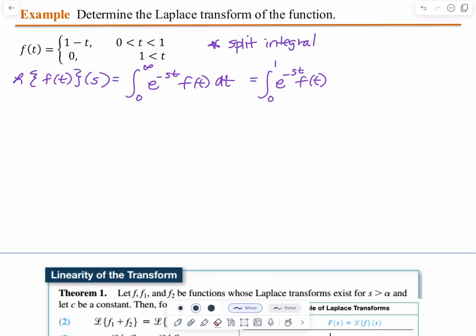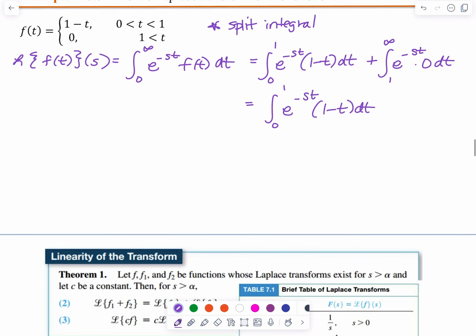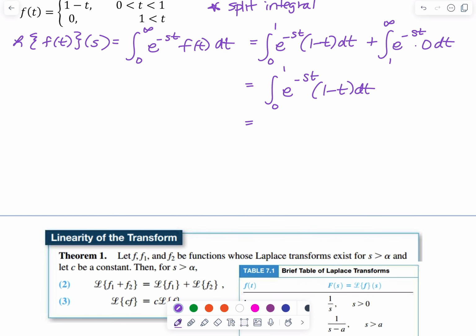And actually, we can put from 0 to 1, this is our function, 1 minus t dt. And now we will add that to the integral from 1 to infinity of e to the negative st multiplied by 0 dt. And as you can see, we end up with the integral from 0 to 1 of e to the negative st multiplied by 1 minus t dt.